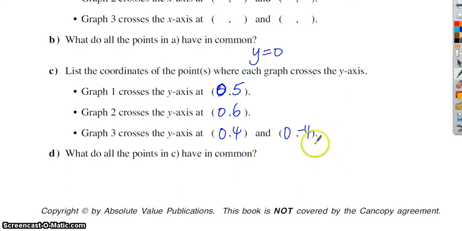Okay, once again, the order doesn't matter, order as in like (0, -4), (0, 4). You can write it this way. What's in common? x equals 0. Okay, so that's the nature of the x-intercept and y-intercept. Whenever an x-intercept crosses the x-axis, it means y equals 0. And whenever a y-intercept crosses the y-axis, it means x equals 0.